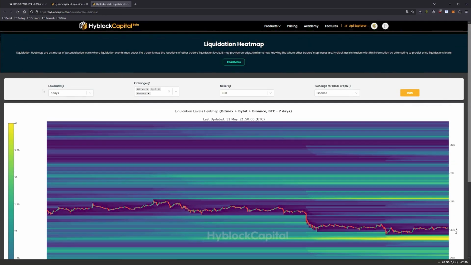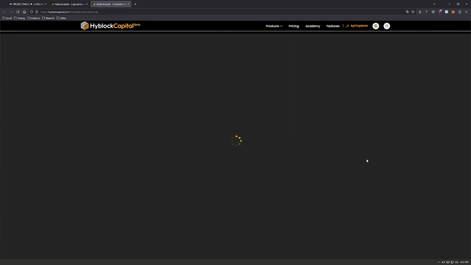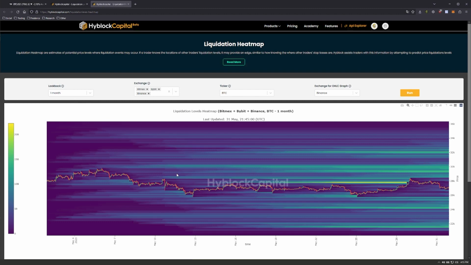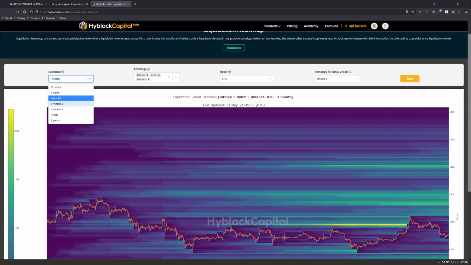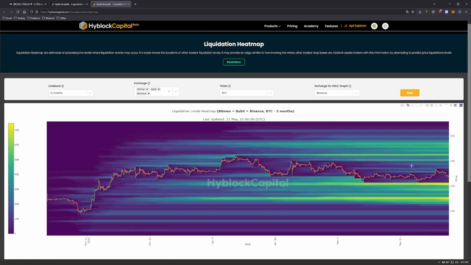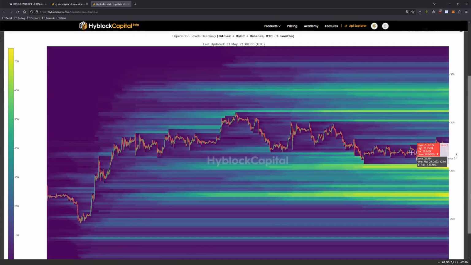Lots of liquidity, nice little block there on the weekly. If you go to a month, if I can get this to refresh quickly, not really too much. There's just that one little liquidity pool on the week, and that's pretty much it. We're just kind of sitting in the middle of nothing now on a lot of these higher look back periods.